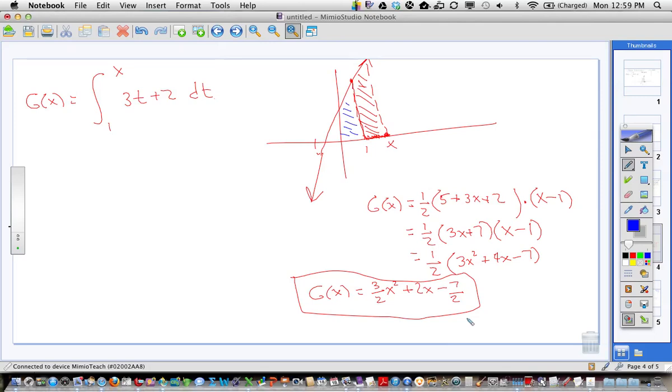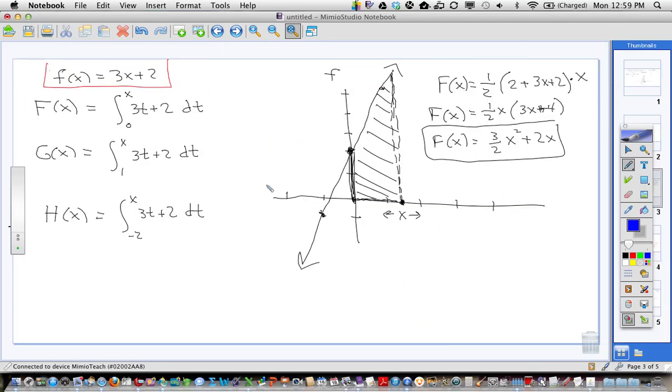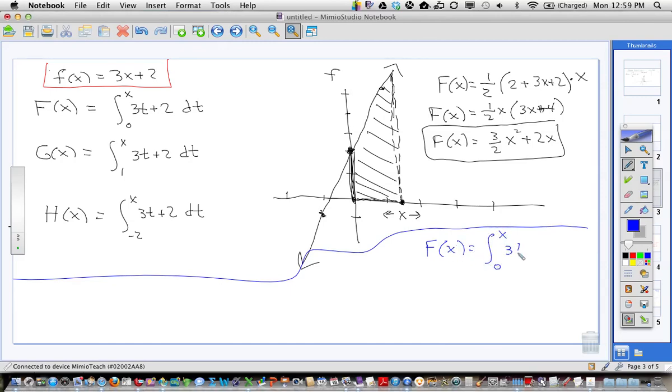Well, it has to do with antiderivatives. And this is what Ryan was talking about. So let's go back to this one. And let's see how we could relate this to something we've known before. All right? So here's the big F graph, or the big F integrals from 0 to x, 3t plus 2 dt.